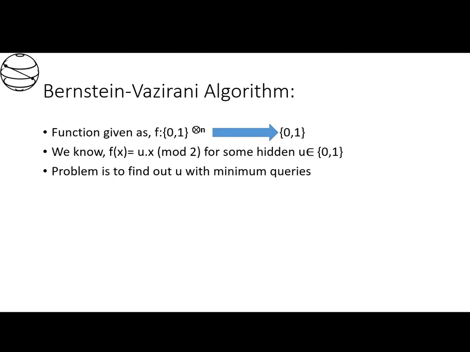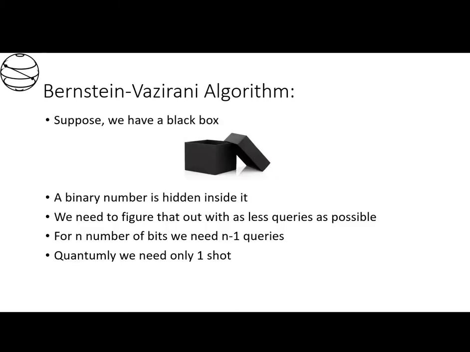So the problem that Bernstein-Vazirani algorithm addresses is, suppose I have a function f: {0,1}^n to {0,1}. The oracle that I have to do my operation is given as f(x) = u·x mod 2 for some hidden u. We have to find out u with minimum queries. So that was the mathematical way to state the problem.